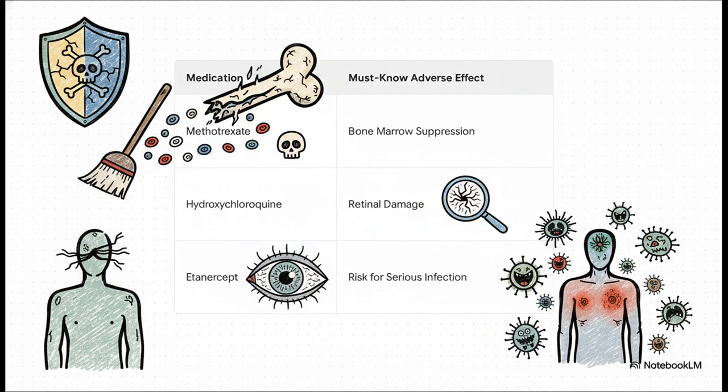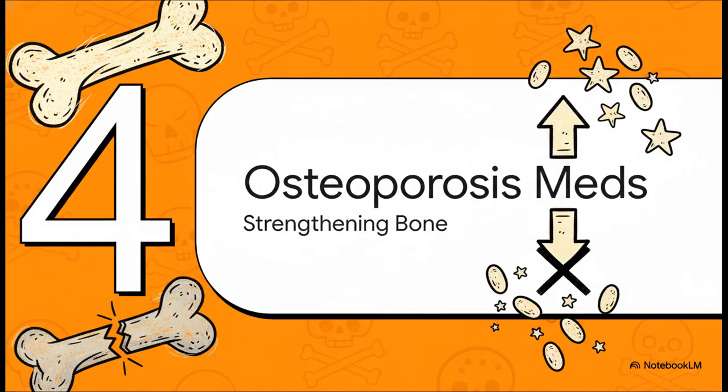You absolutely have to know these adverse effects. Methotrexate can shut down the bone marrow. Hydroxychloroquine can cause permanent eye damage. And drugs like etanercept open the door for all kinds of serious infections. These are life-threatening risks.